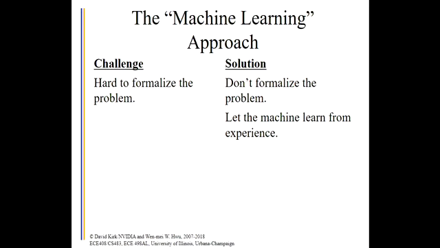So the challenge here is that it's hard to formalize the problem. We don't know exactly how to formalize the problem of facial recognition. So the solution is, okay, if you can, don't even bother. Don't bother to formalize the problem. Let the machine learn from experience how to define that problem. If you have more data, it has a more accurate formalization. If you have less data, it has a less formal specification.